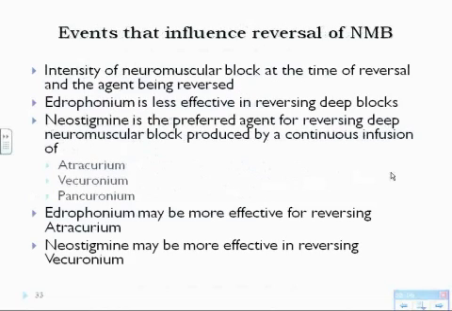Events that influence the reversal. The intensity of the neuromuscular block at the time of reversal is very important. If you have no twitches, you should not reverse, period. You're not going to do anything. You can't compete against huge amounts of neuromuscular blockers. So you've got to wait until you get down to at least 2 twitches. Once you get up to 2 twitches, then you can reverse. It's preferable to wait even to 4 to reverse. It's safer. But as long as you have something, you should be very careful.